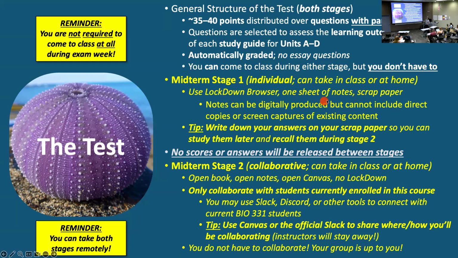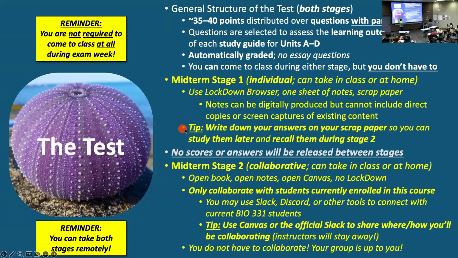And then the details for stage one: that's a lockdown browser. You get 1 sheet of notes, you get scrap paper. The notes may be digitally produced, so you can type them out, you can draw them, but I don't want them to be copies or screen captures of existing content that you didn't produce. So don't copy figures out of the textbook or elsewhere. It just has to be all your own work.